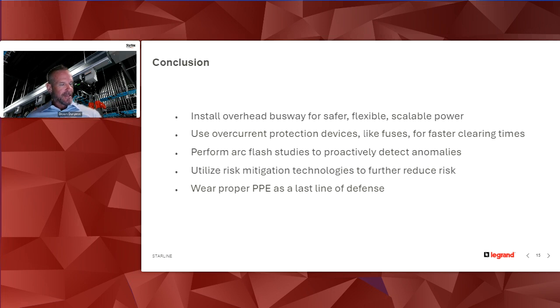All right, well, that gets us to our conclusion. So just to kind of wrap up, as Chris discussed, install overhead busway for safer, flexible, scalable power. Use overcurrent protection devices like fuses for faster clearing times. Went into detail on that. Perform arc flash studies to proactively detect anomalies. Should add a little bit on the end of this. Basically, if you're performing an arc flash study, the anomaly that you could detect and discover is in the coordination of the protection system. Utilize risk mitigation technologies to further reduce risk.